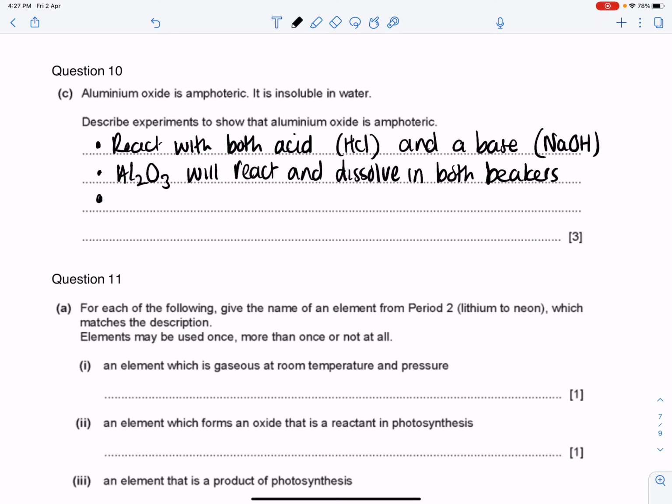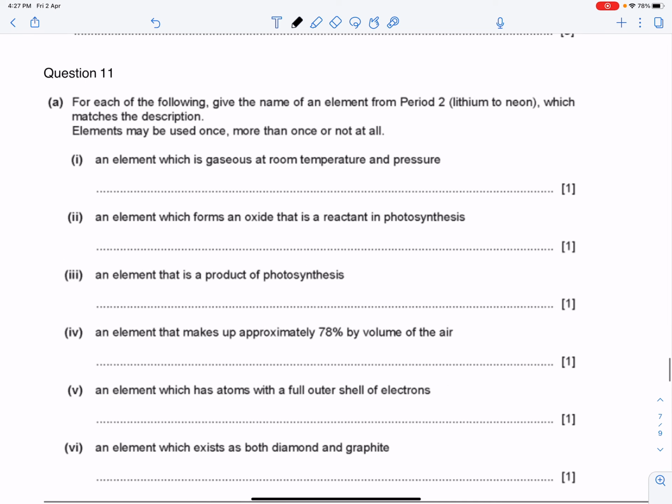You've got all 3 marks here because you said you'll react with an acid, you said you'll react with a base, and you said that it will dissolve. All 3 marks. Question 11.